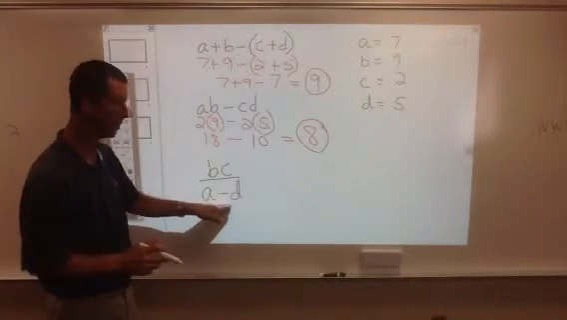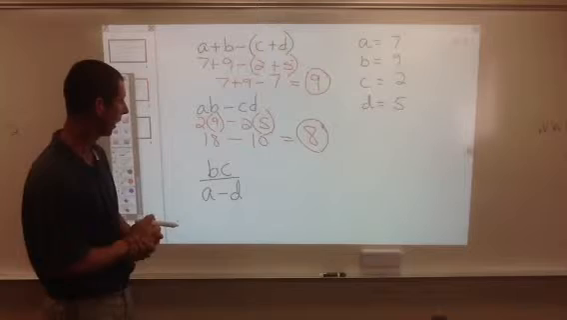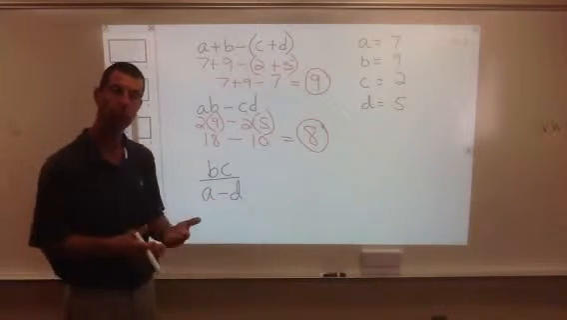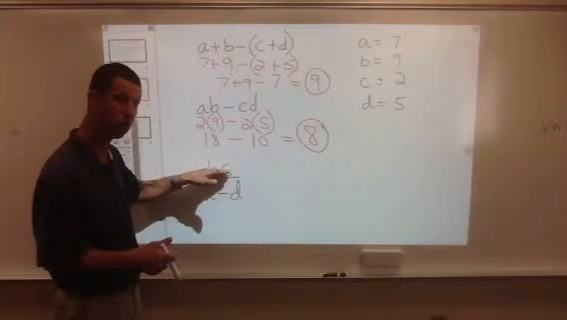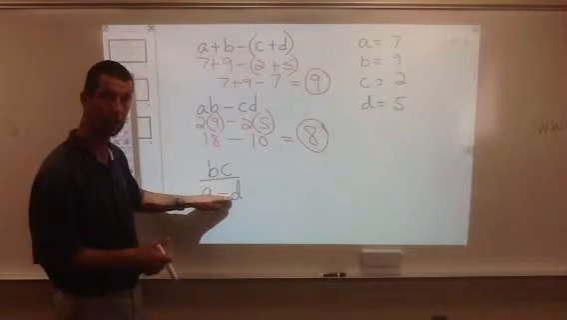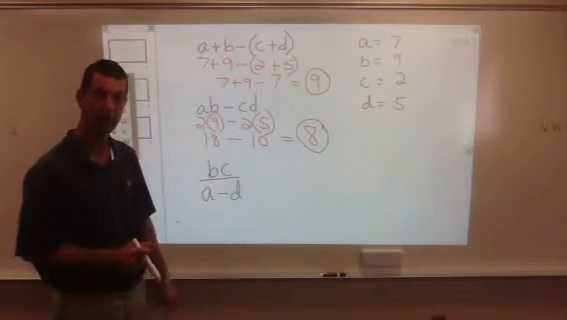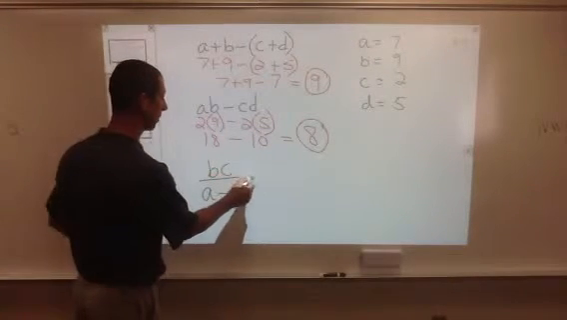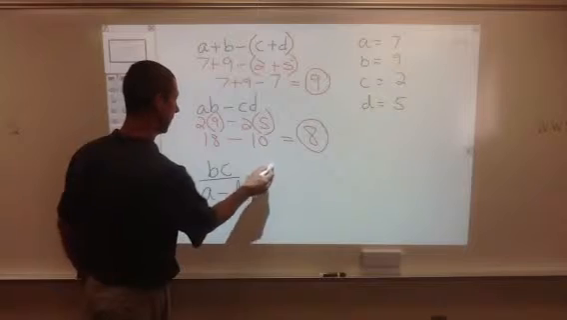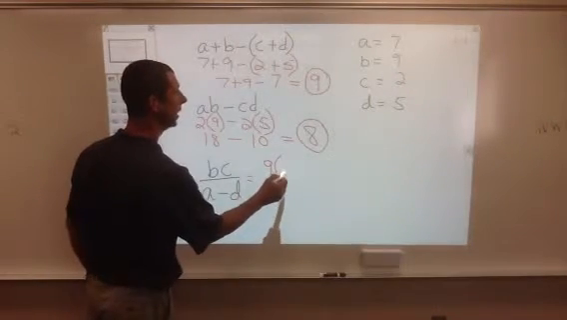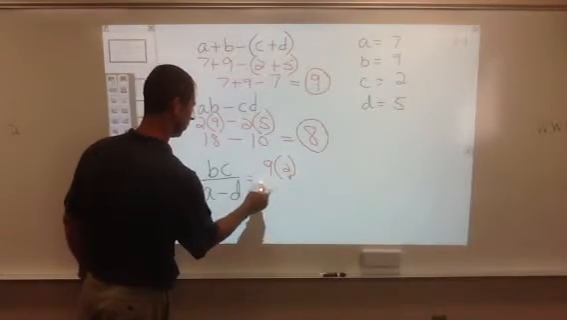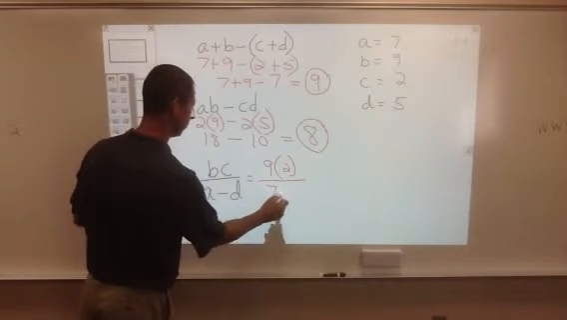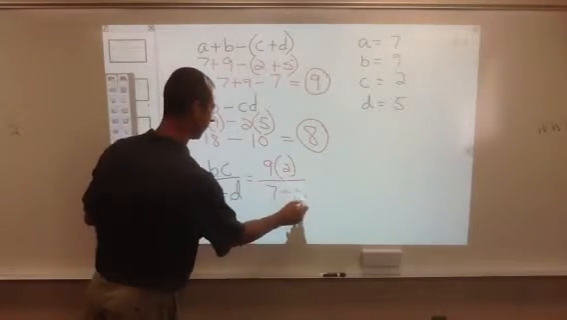All right, here is a little different looking one. We have a numerator, denominator type setup. The rule here is to get a single number for your numerator, a single number for your denominator, and then divide for the last step. So B times C, I'll plug my numbers in. B is 9, C is 2. A minus D, A is 7, and D is 5.